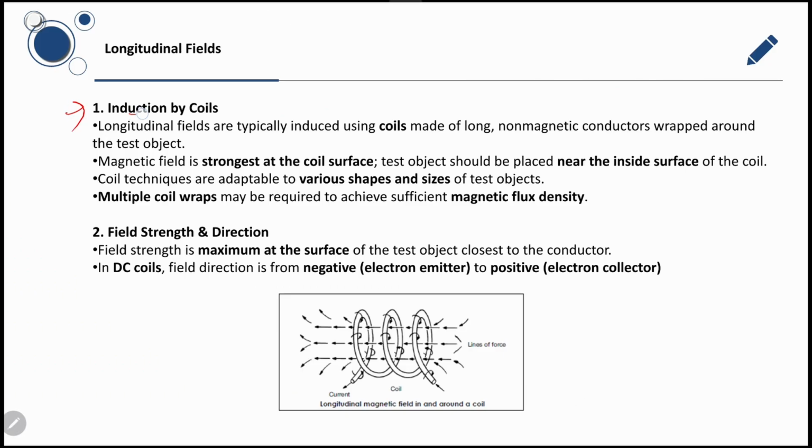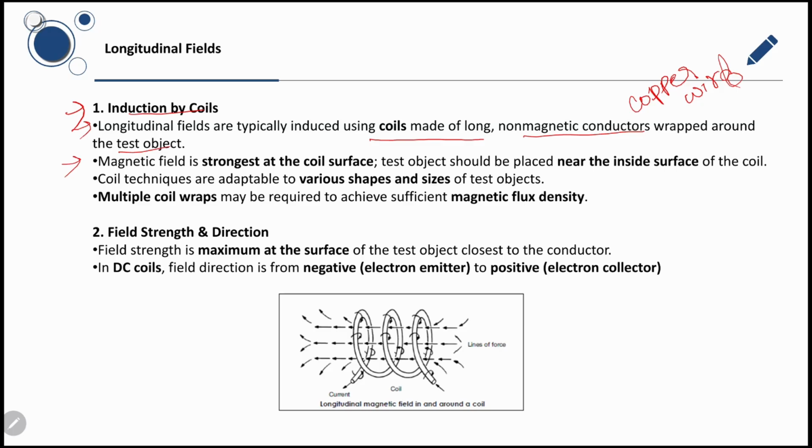First point is induction by coils. In the principle, longitudinal magnetic fields are created when current flows through a coil made of non-magnetic conductors, for example copper wire, wrapped around the test object. This is the principle. The next one is the magnetic field is strongest at the coil surface.